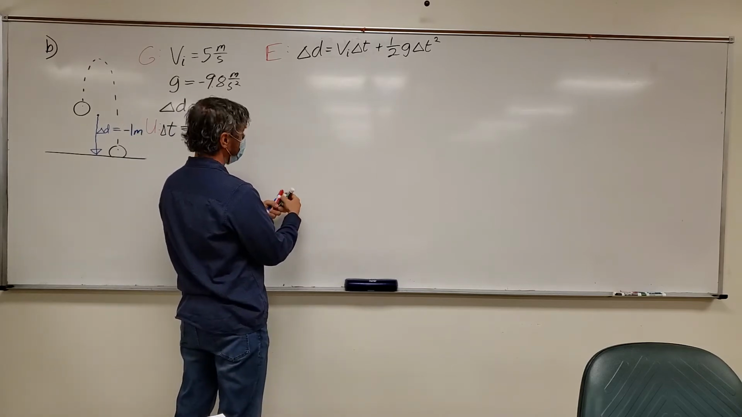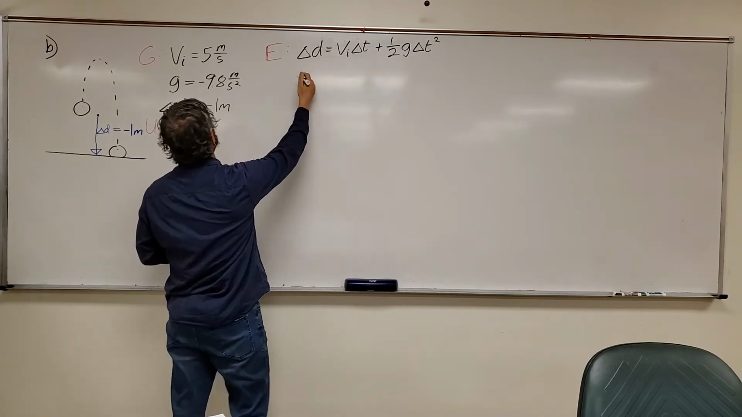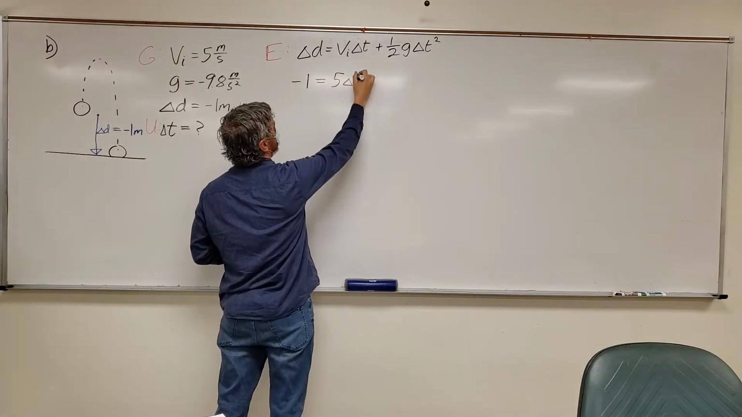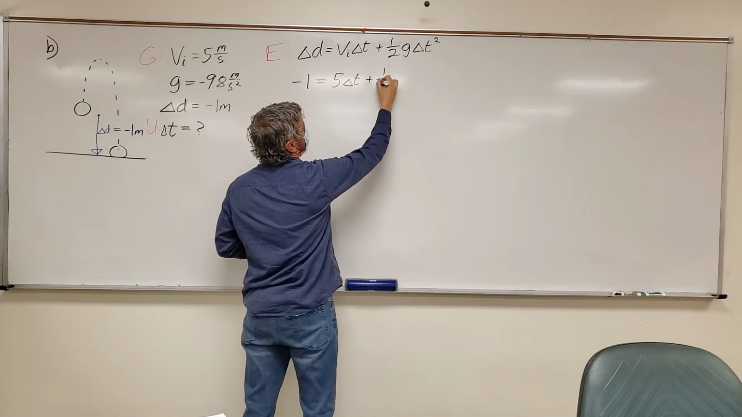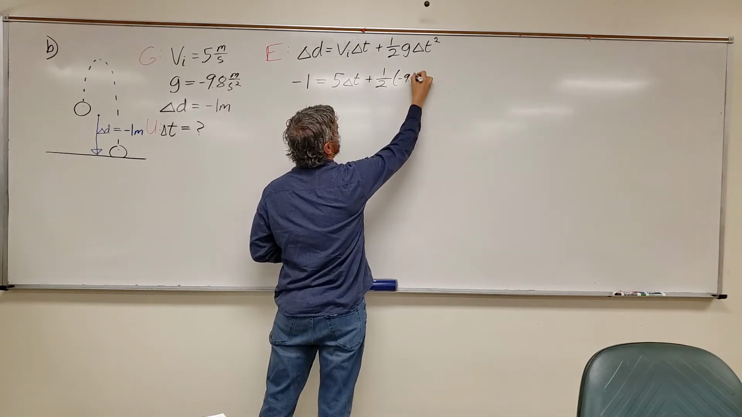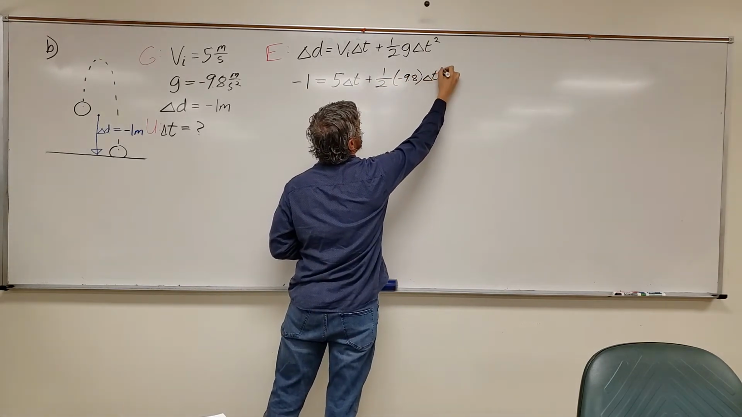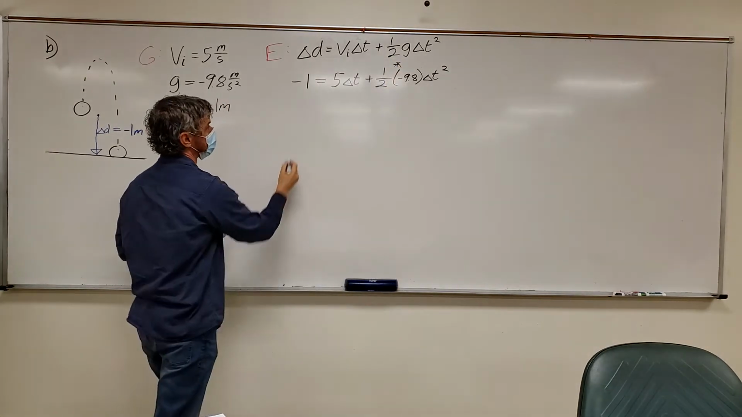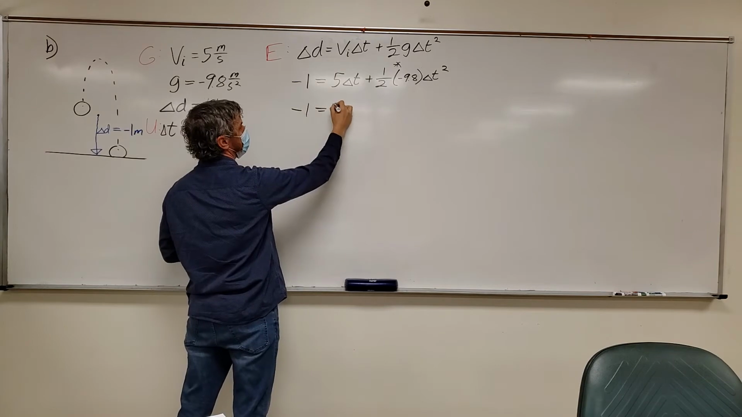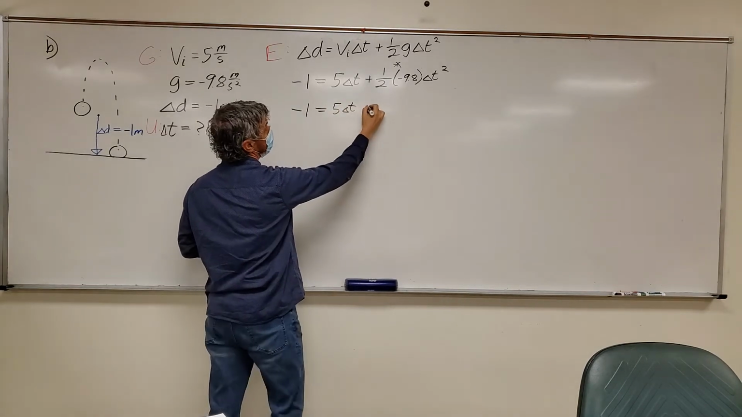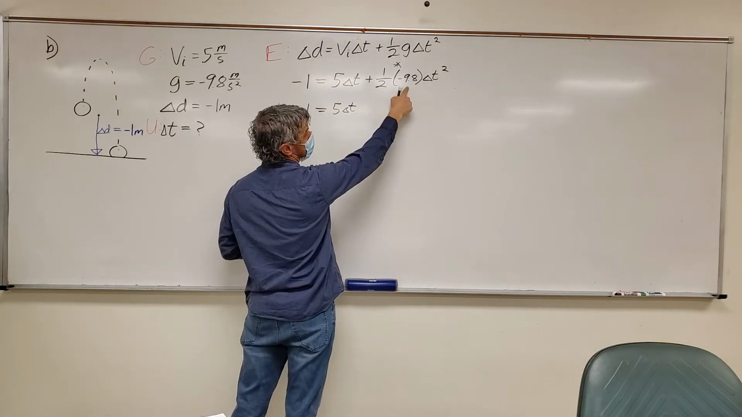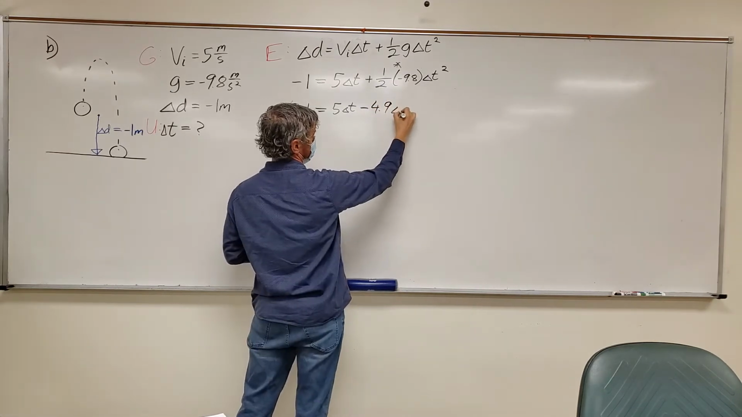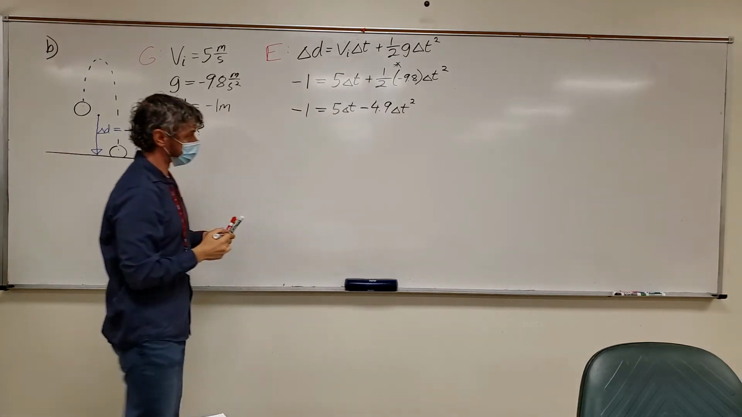So what I'm going to do, I'm going to go ahead and plug in the numbers. So delta D is -1. My initial velocity is 5 times delta T plus 1/2 times -9.8 times delta T squared. And I'm going to actually do this multiplication here before I do anything else. So I have -1 equals 5 delta T. And then positive 1/2 times -9.8 is -4.9 delta T squared.